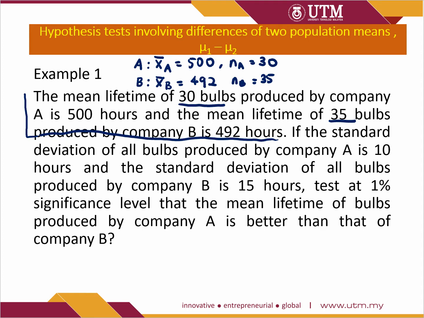Now we have another piece of information. The standard deviation of all bulbs, which refers to the population standard deviation, produced by company A is 10 hours, so sigma A equals 10, and the standard deviation of all bulbs produced by company B is 15 hours. Now we want to test at the 1% significance level that the mean lifetime of bulbs produced by company A is better than that of company B. So alpha equals 0.01.